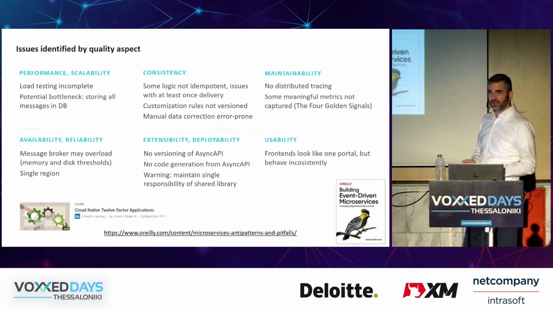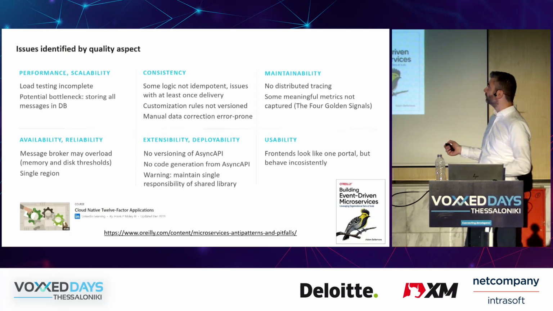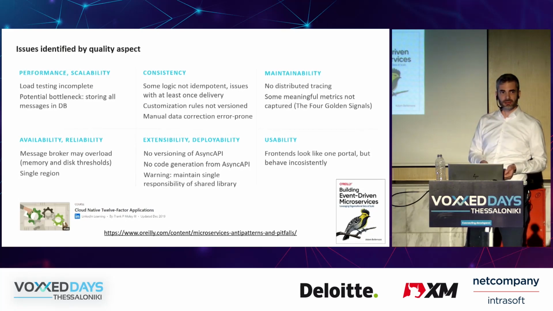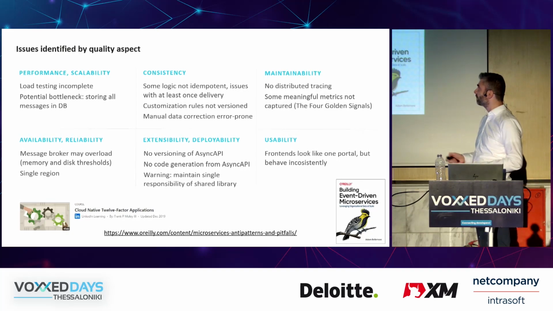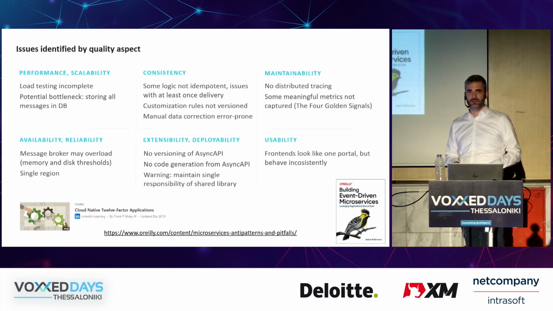The second category is consistency. They were following the pattern of at-least-once delivery, but the processing wasn't idempotent. I highlighted some issues here as well. Another issue with consistency was that they were using these rules to customize the texts, but they didn't version these rules. And I think this is a problem with consistency. And lastly, when it came to manual data correction, the processes weren't really mature, so it was error-prone.